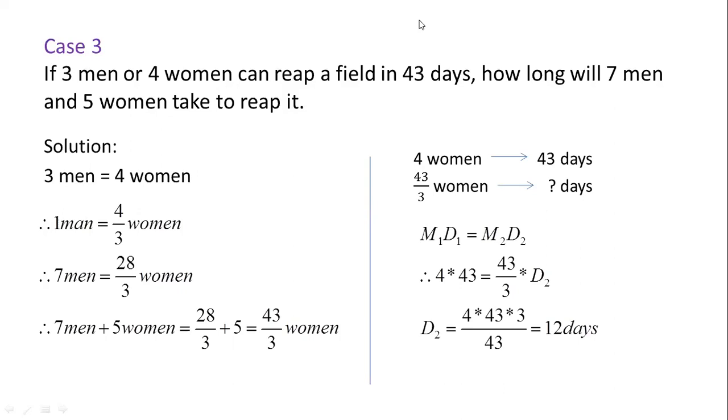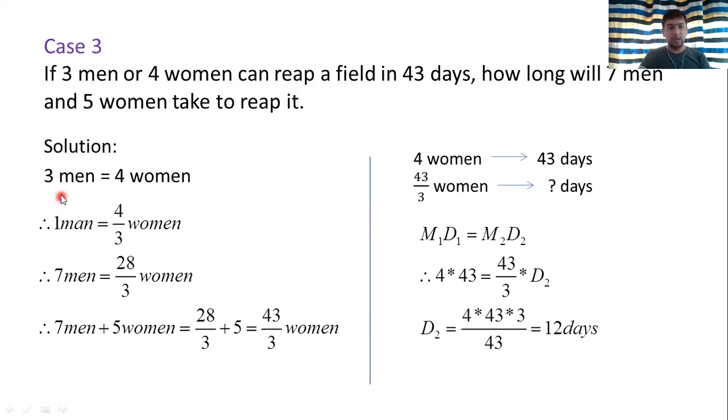Now see here, if 3 men or 4 women, what is given? 3 men or 4 women. So can we say 3 men is equal to 4 women? Okay, now what is the problem? See, what is given in the problem, understand that.